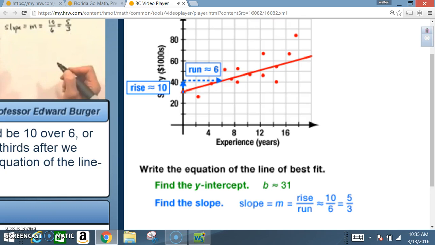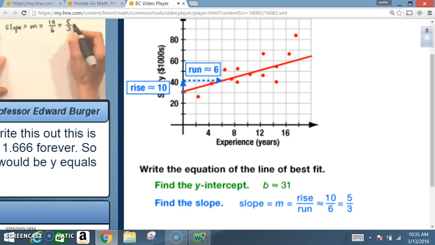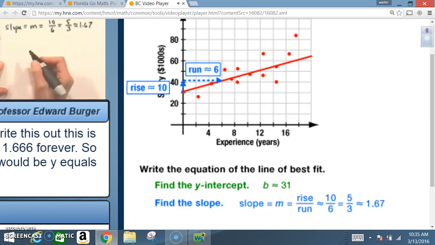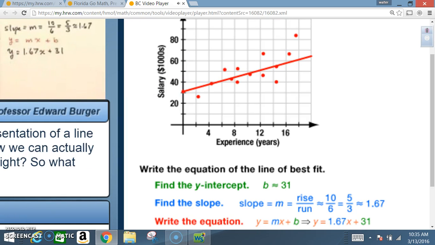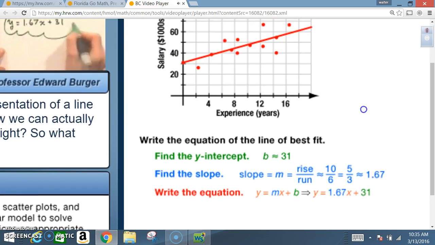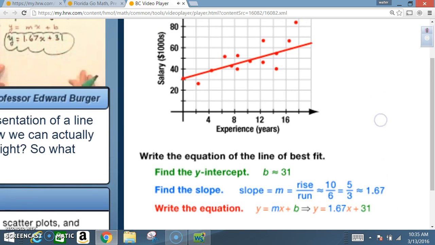And so the equation of the line, by the way, if you want to write this out, 5/3 is approximately 1.67, it's 1.666 forever. So the equation of the line would be y equals 1.67x plus 31. Because remember that the equation of a line is y equals mx plus b. And so we see that the algebraic representation of the line is given like this.